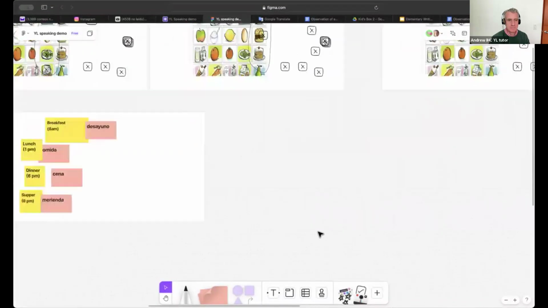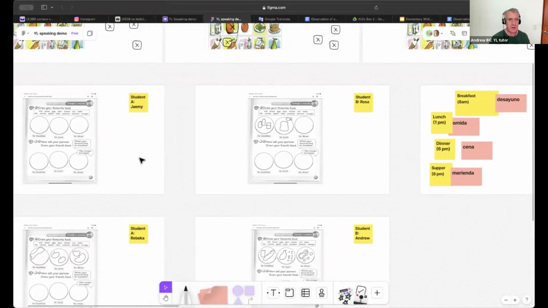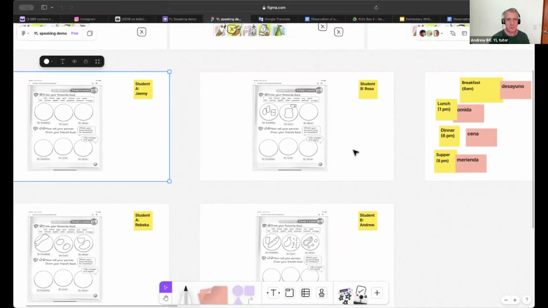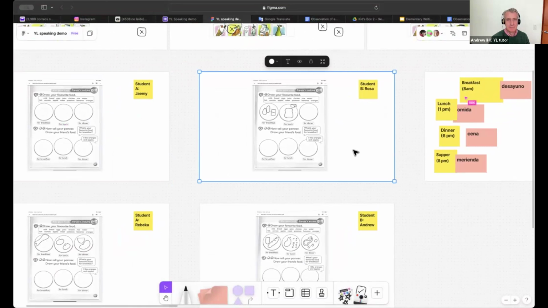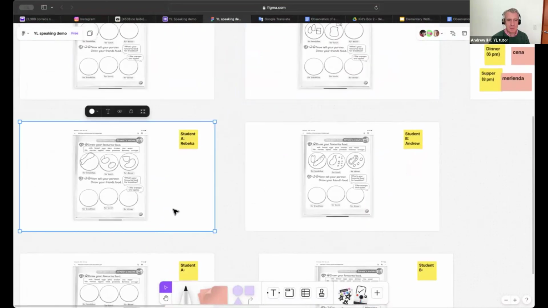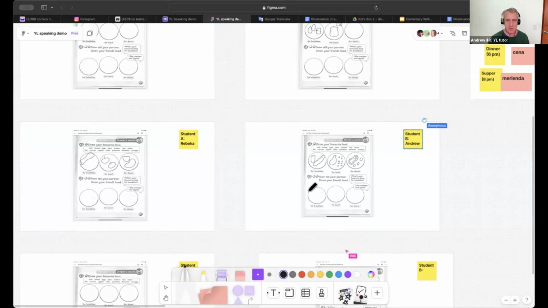Great. Now, you're going to do the task. I'm going to put you in pairs. Jamie, student A, and Rosa, student B. And I'll work with Rebecca. What we have to do is ask and answer. What's your favorite food for breakfast? When your partner says, I like oranges and apples, so if Rebecca says, I like oranges and apples, I've got to draw Rebecca's favorite food, which would be oranges and apples here. So I draw them.